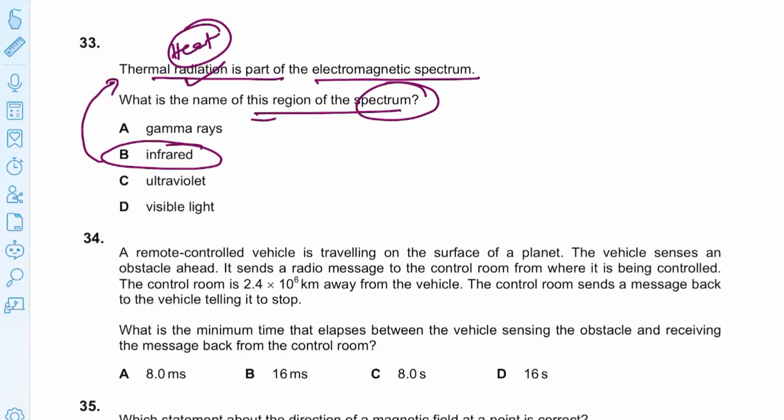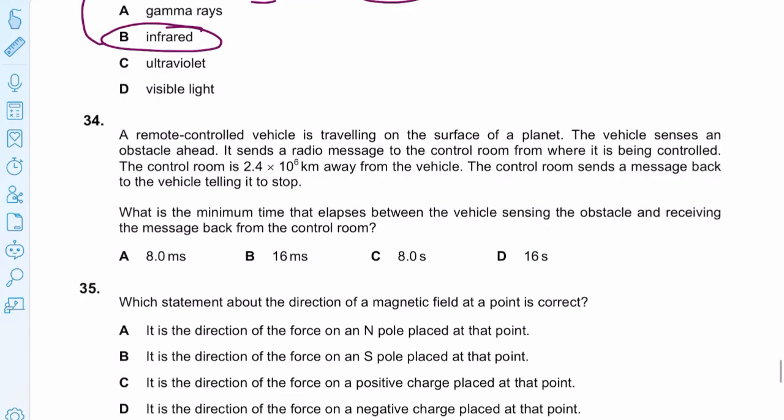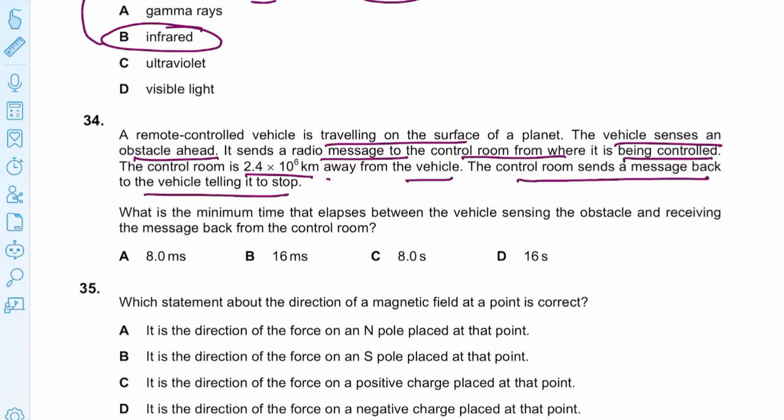Next question. A remote controlled vehicle is traveling on the surface of a planet. The vehicle senses an obstacle ahead. It sends a radio message to the control room from where it is being controlled. The control room is 2.4 times 10 power 6 kilometers away from the vehicle. The control room sends a message back to the vehicle telling it to stop. Okay, message back means it is reflected back, right? What is the minimum time that elapses between the vehicle sensing the obstacle and receiving the message back from the control room?